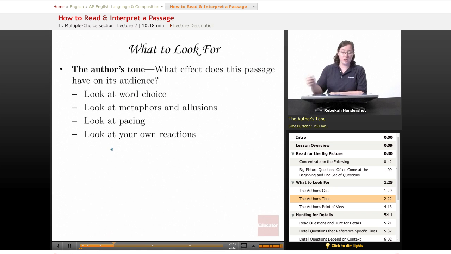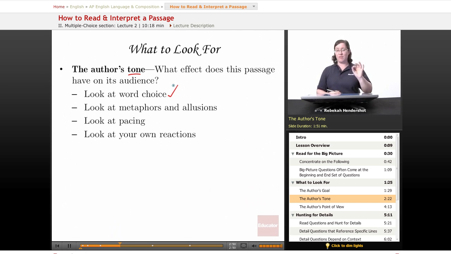All right, then you look for tone. What effect does this passage have on its audience? Remember, tone is more about the sound of the writing and sort of the feeling that it gives you. So this is a little more wishy-washy, but there are still tips. First, look at word choice. If the author had a choice between 2 or more words and he chose a particular word, why did he use that verb? Why did he use that adjective? Of all the words he could have picked out of his head, why that one?